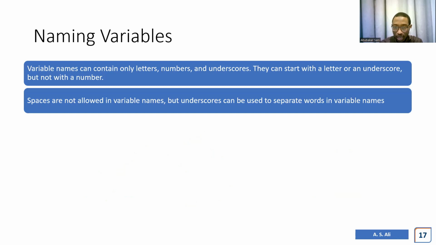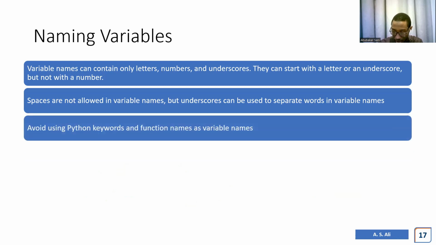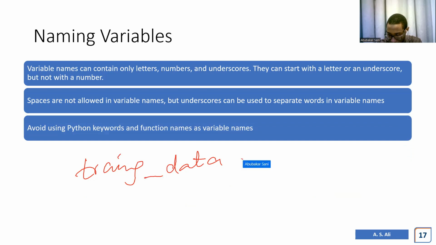You are also not allowed to use spaces in variable names. Let's say you want to say training data. You can't do something like this, training data with a space, but you can use an underscore to say, okay, whatever comes here is going to be my training data. If you want to split the two words, then use an underscore, but do not use a space.